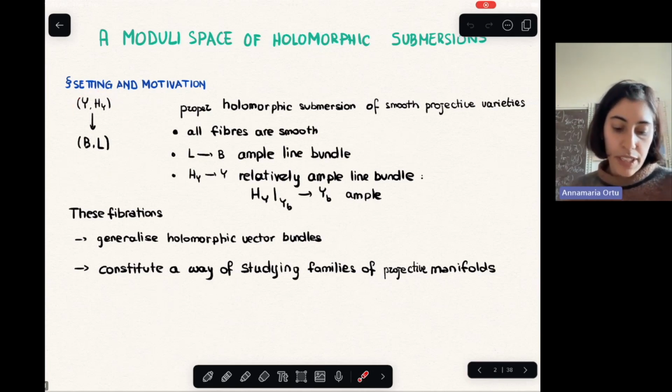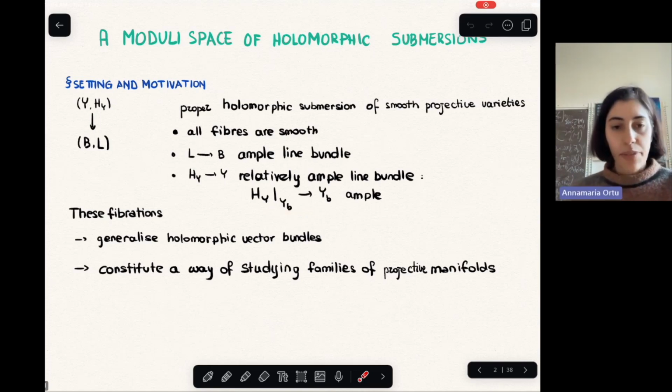There are proper holomorphic submersions from some smooth projective variety, some projective manifold Y, over B, where it's important to stress that all the fibers in this submersion are smooth. So the base, the total space, but also the fibers are smooth. And we fix an ample line bundle L over the base, and also a relatively ample line bundle H_Y over Y. This means that the restriction of H_Y on each fiber of the fibration is ample.